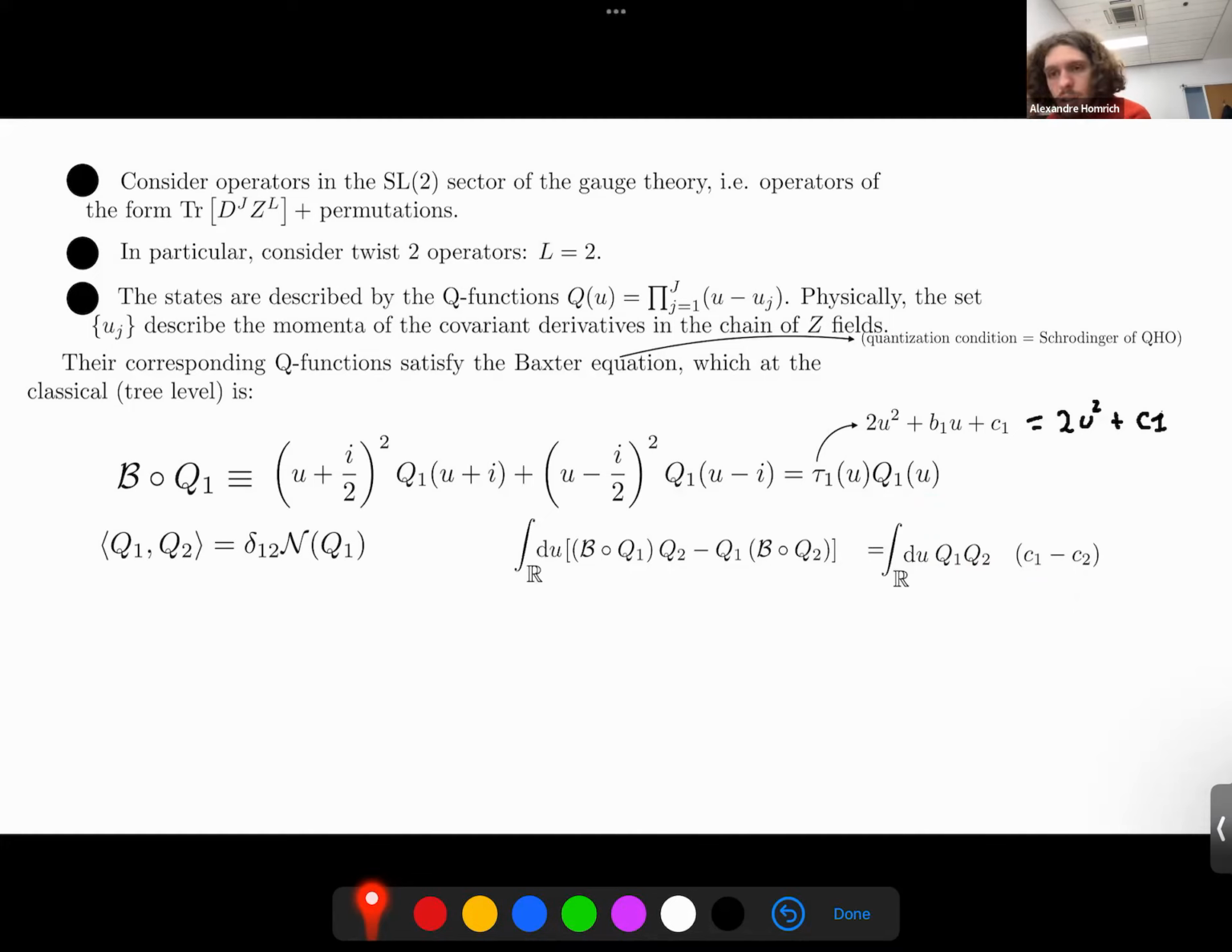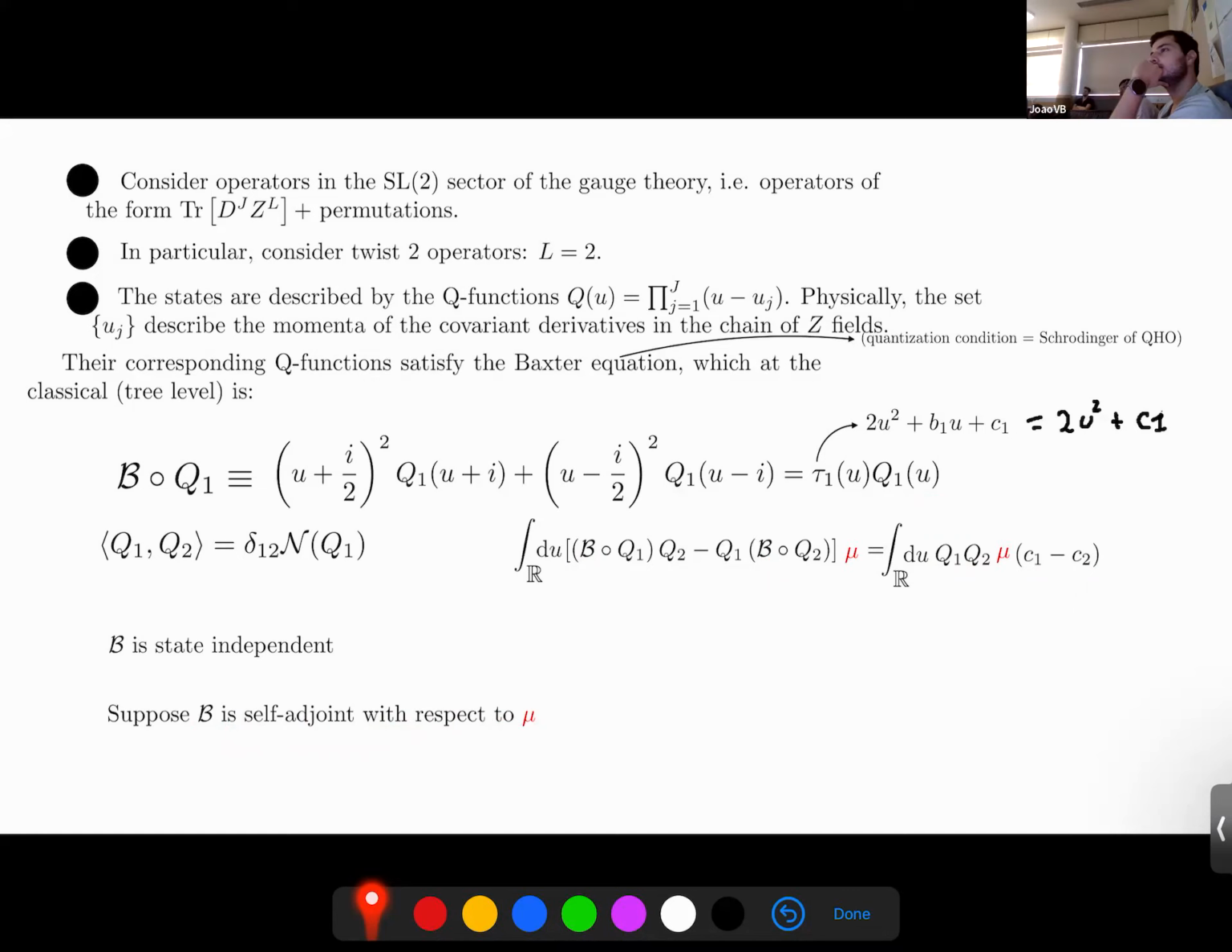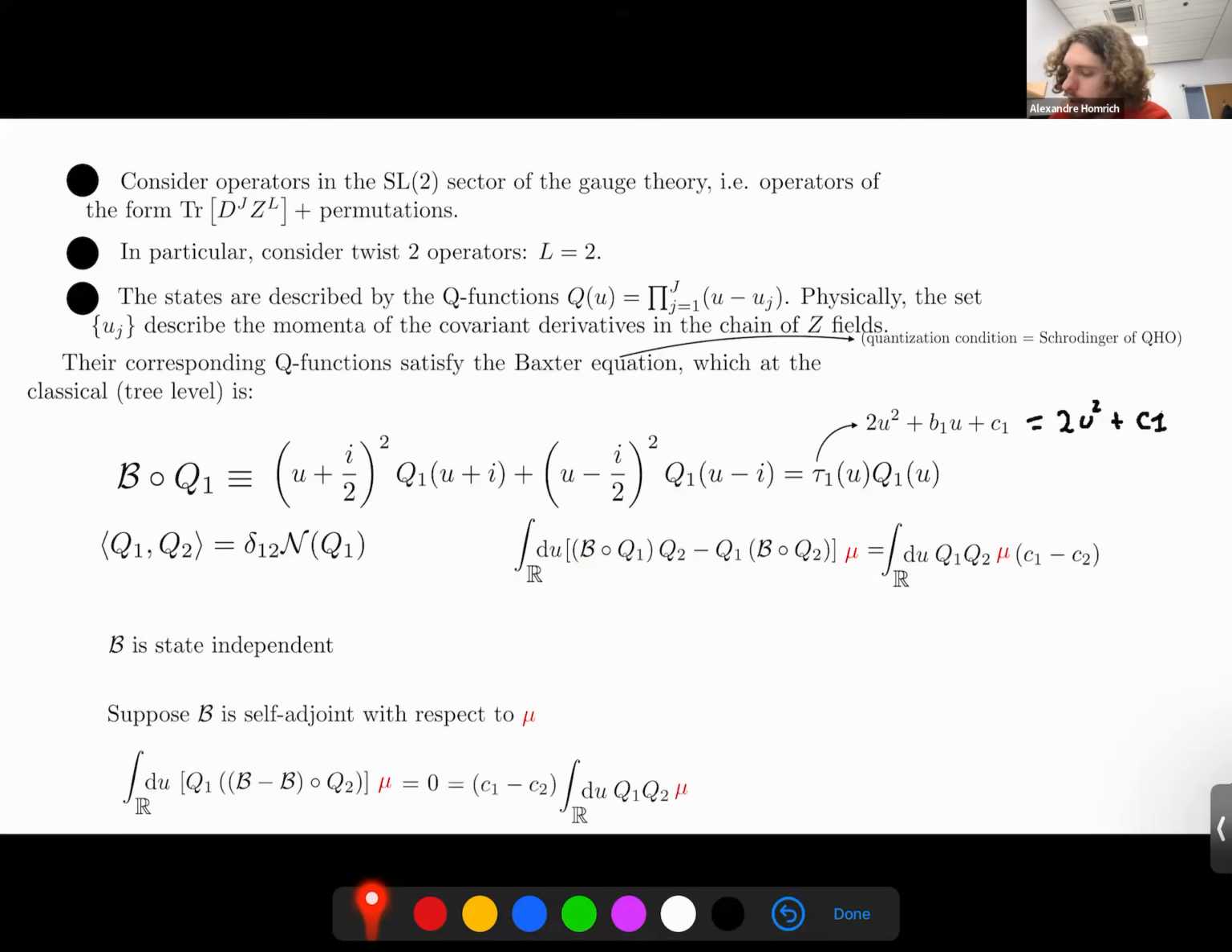Now, let's integrate this equation along the real line against some measure mu. Note, B is state independent. Therefore, suppose that B is self-adjoint with respect to this measure mu. If it were self-adjoint, then we could move the action of B on operator 1 to operator 2 and rewrite the left-hand side in this way. And this, of course, is 0 since B cancels. But on the other hand, it's also equal to the right-hand side. And if the operators Q1 and Q2 are distinct, then their eigenvalues will also be generically distinct. And therefore, since this is non-zero, we must have that this bilinear integral is 0.